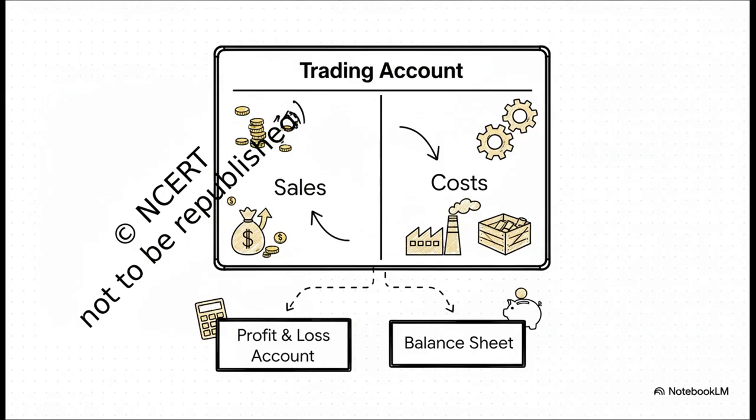Now, this here is the exact format from your textbook, so it should look really familiar. Just look at the top section. See that? That's the trading account. On one side, you've got your sales. And on the other side, we list all the costs that are directly related to making those sales.